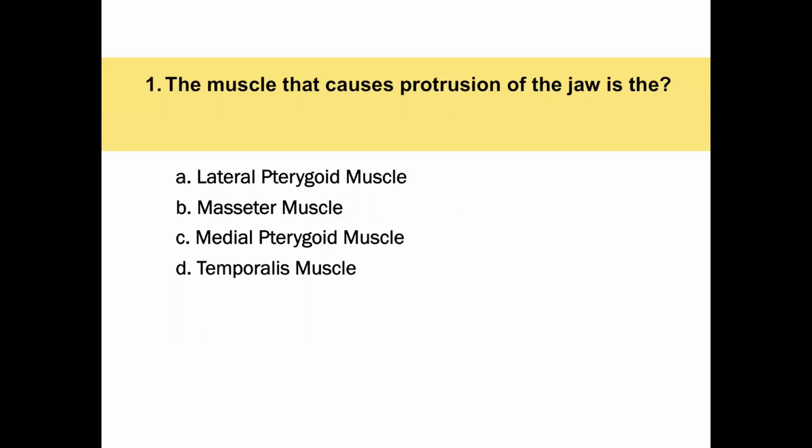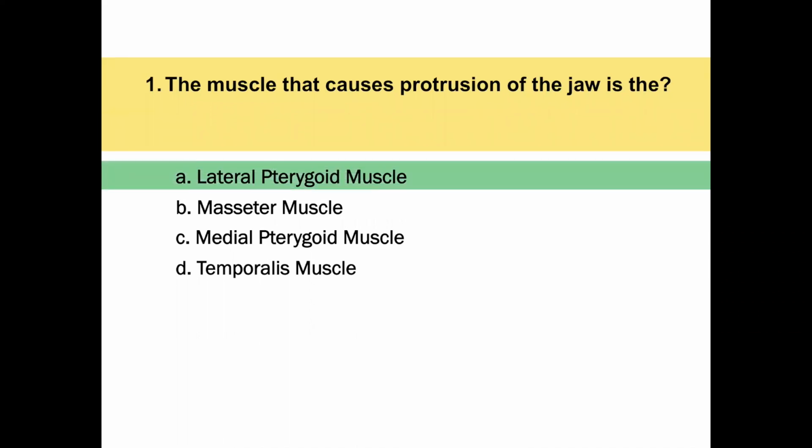The muscle that causes protrusion of the jaw is the A. Lateral pterygoid muscle, B. Masseter muscle, C. Medial pterygoid muscle, D. Temporalis muscle. Answer A. Lateral pterygoid muscle.